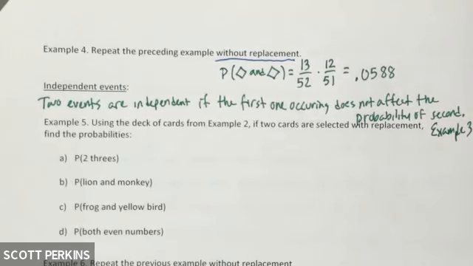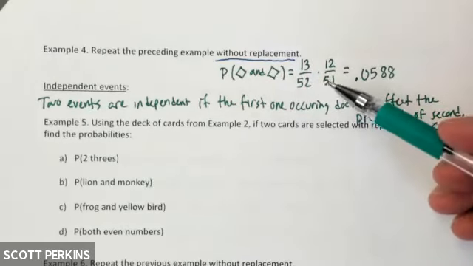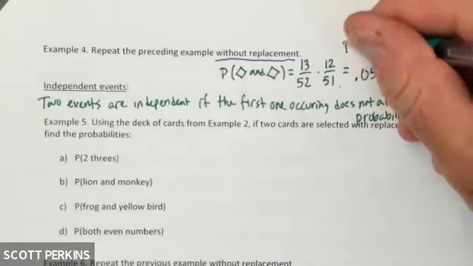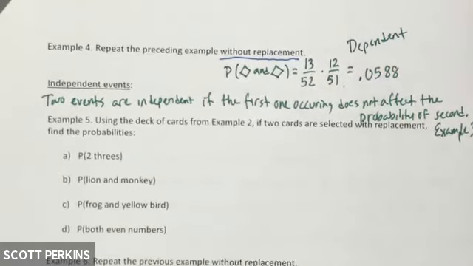What that means is example 3, the one at the bottom of the previous page, were independent events. Because when I did that with replacement, picking a diamond the first time did not change the probability of getting a diamond the second time. Example 4, when I did it without replacement, getting a diamond the first time changed the probability of getting a diamond the second time, and so these would be called dependent events. Okay, dependent is just the opposite of independent.